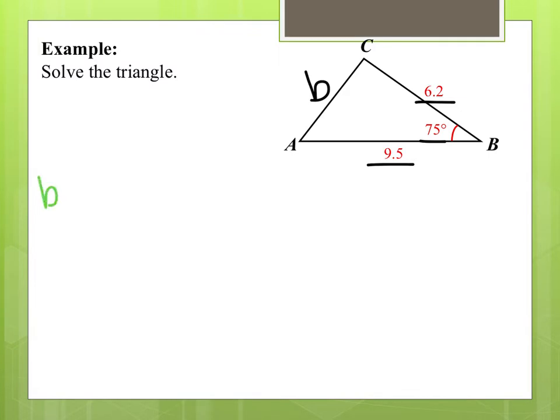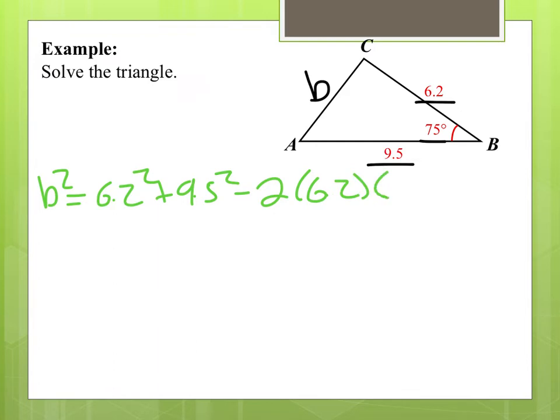To begin with, we have b squared is equal to a squared, which is 6.2 squared, plus c squared, minus 2 times a times c times the cosine of b.